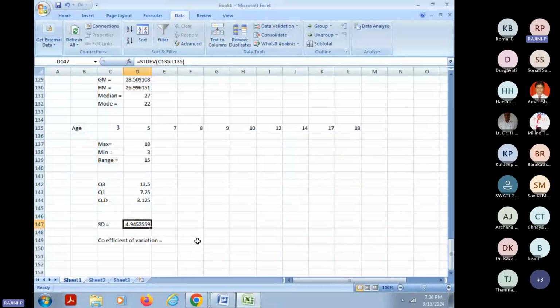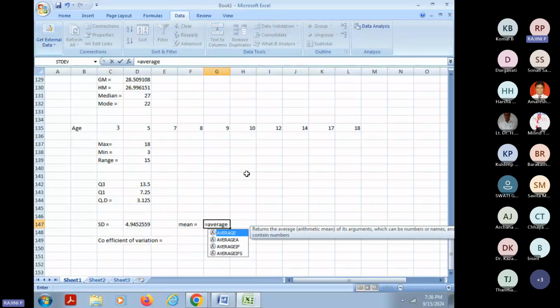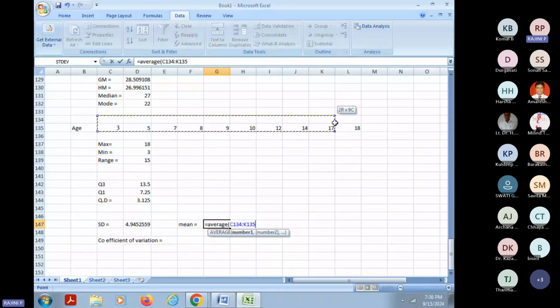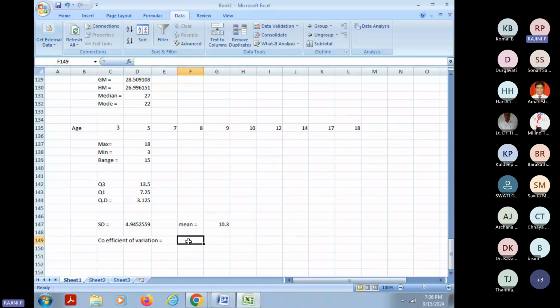Okay, coefficient of variation, or coefficient of standard deviation. The formula is sigma by x bar into 100. Sigma means standard deviation. So first calculate the mean. How can we do that? Average of all these values, then close the bracket, enter. Then the coefficient of variation is equal to sigma, that is standard deviation, divided by x bar, that means mean, into 100. Clear? So this is the way to find the coefficient of standard deviation.